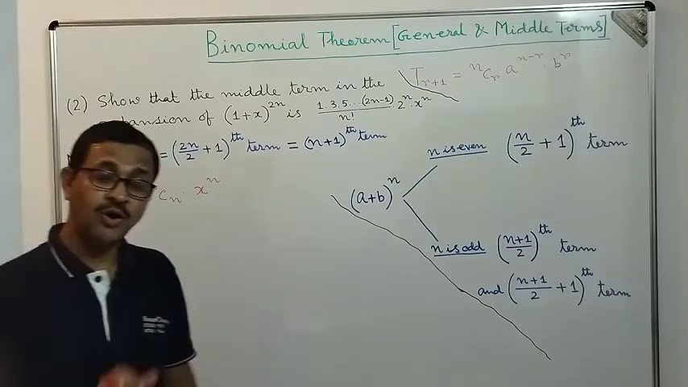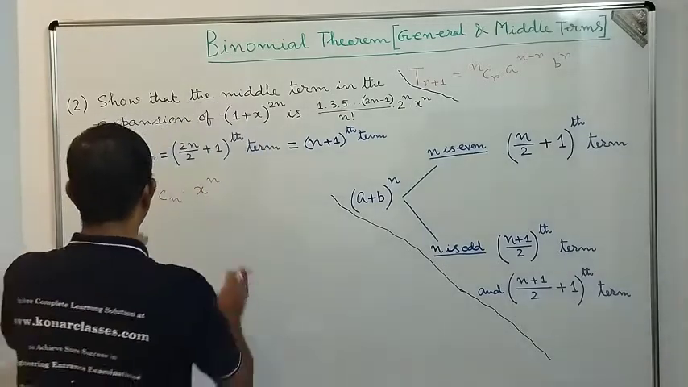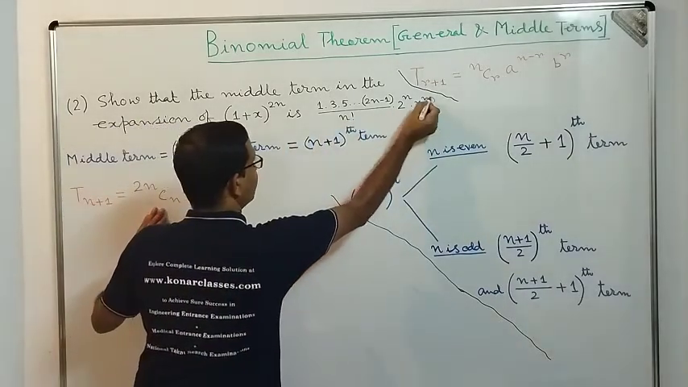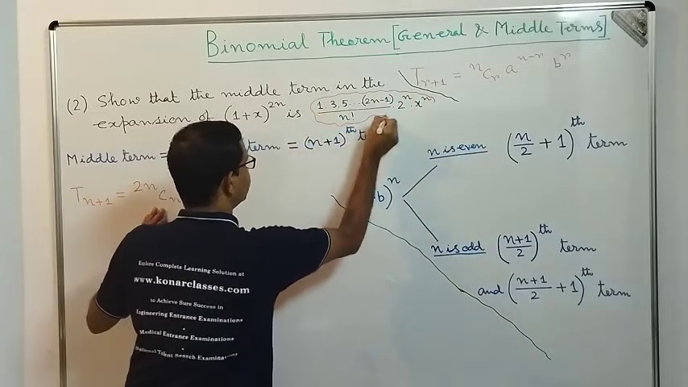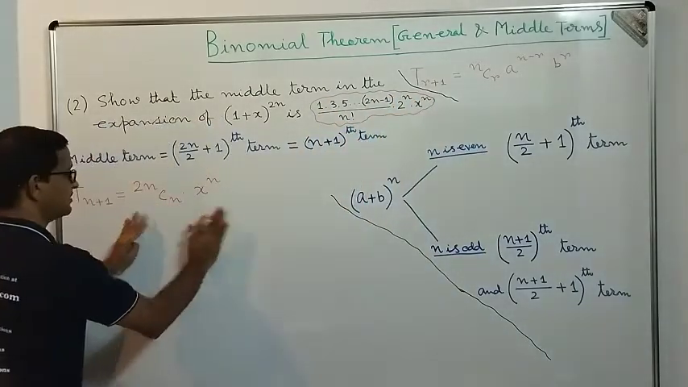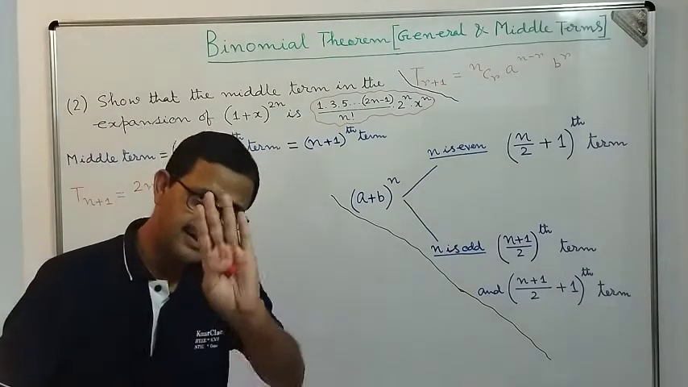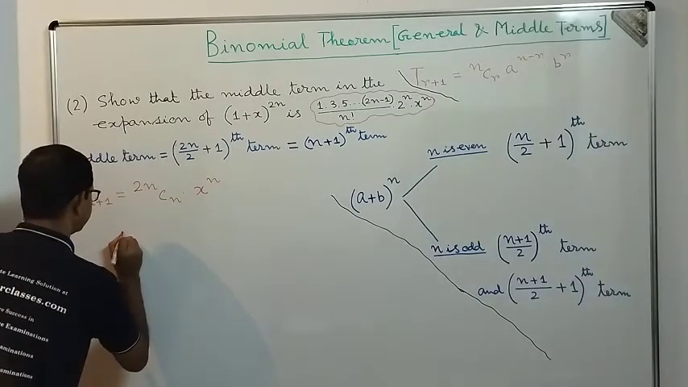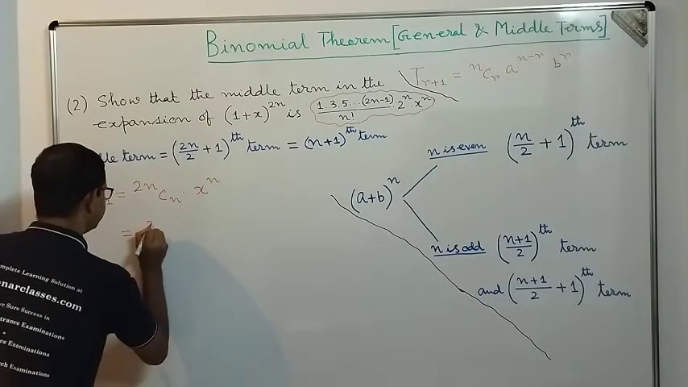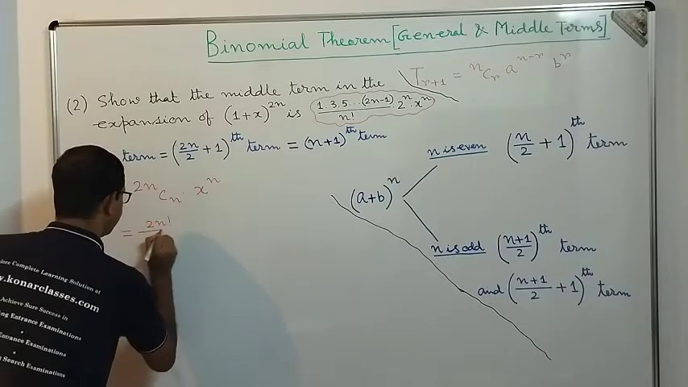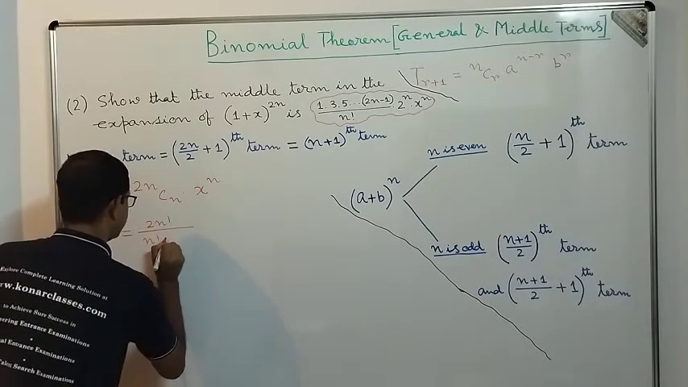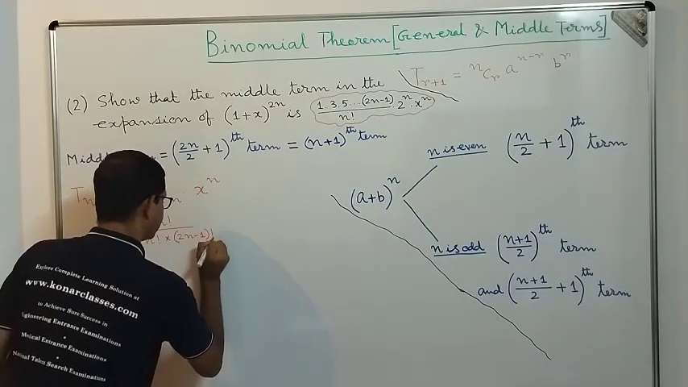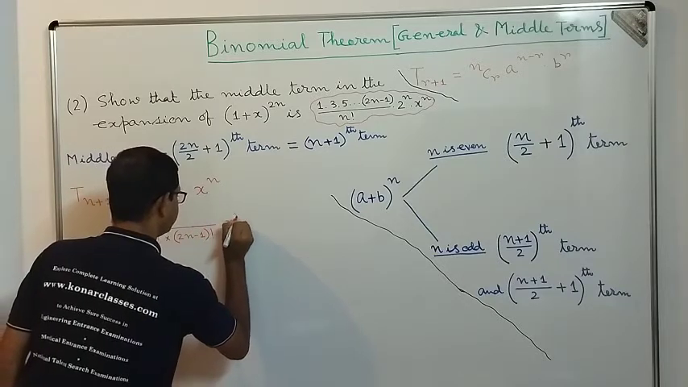So what we get, the n plus 1 term is 2nCn into x power n. Now all we need to do, dear students, is show that this expression is equal to this expression, this one. Whatever you see, this expression and this expression are the same. That's all we need to do. Let's see how we can do this. Okay. So what is 2nCn? 2nCn is nothing but 2n factorial divided by n factorial into (2n minus n) factorial, into x to the power n. Correct or not?